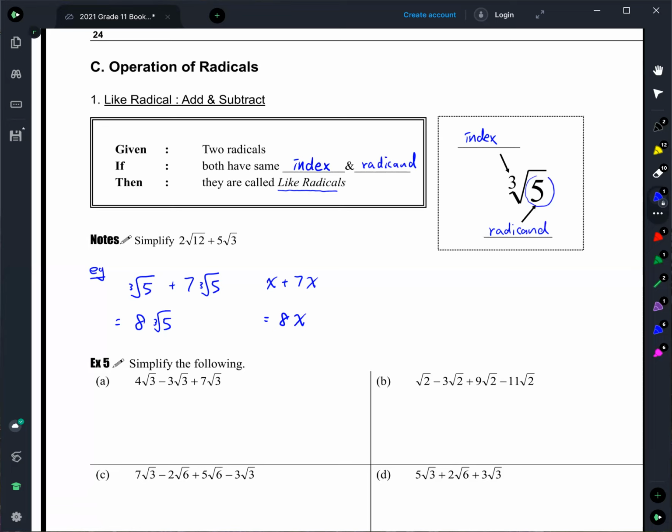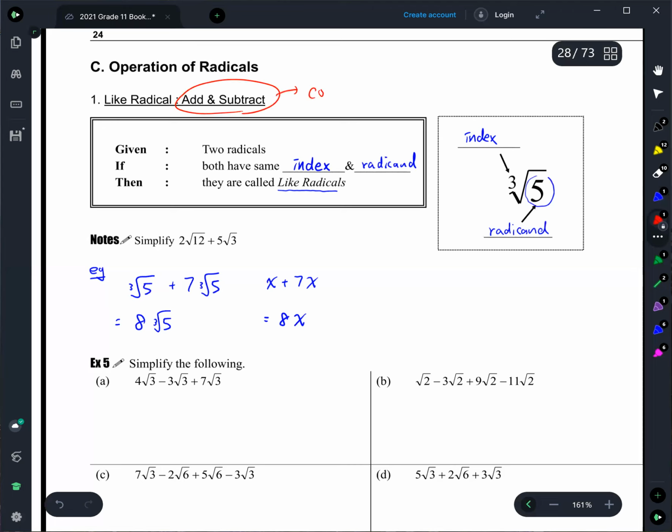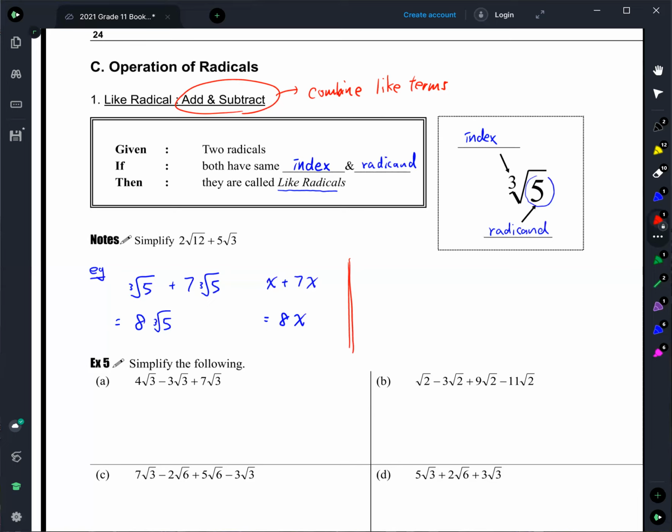So to add and subtract radicals, you have to combine the like terms, just like polynomials. But you need to recognize which ones are like terms. It has to be the same index and the same radicand. But sometimes the radicands are not the same, and then you won't be able to add them up.